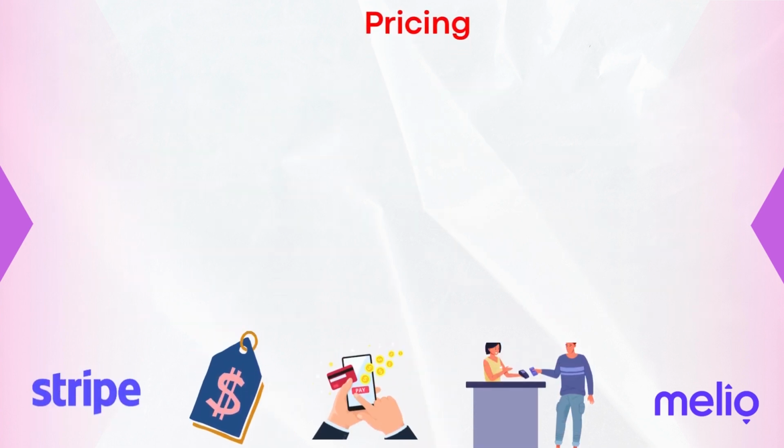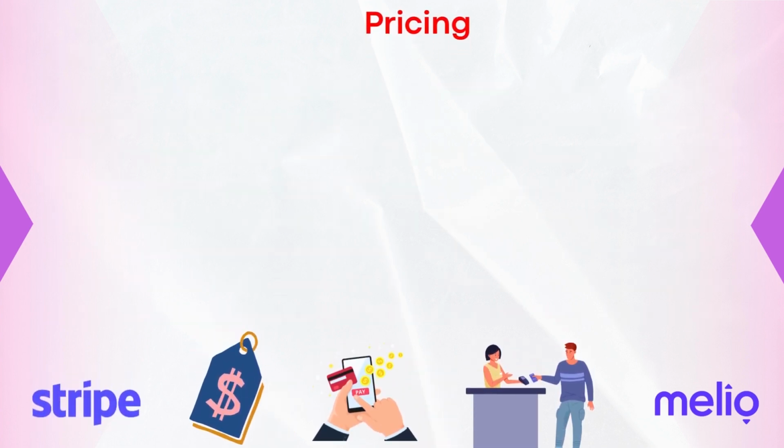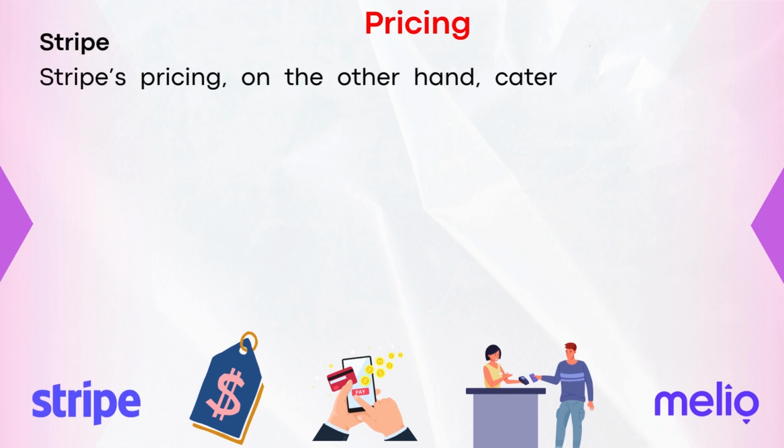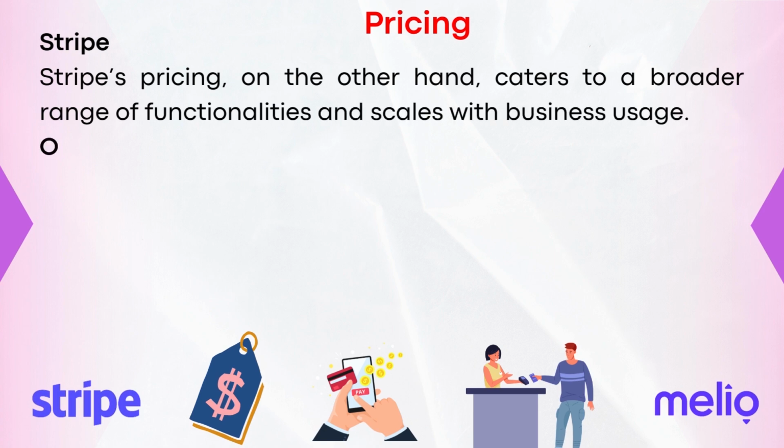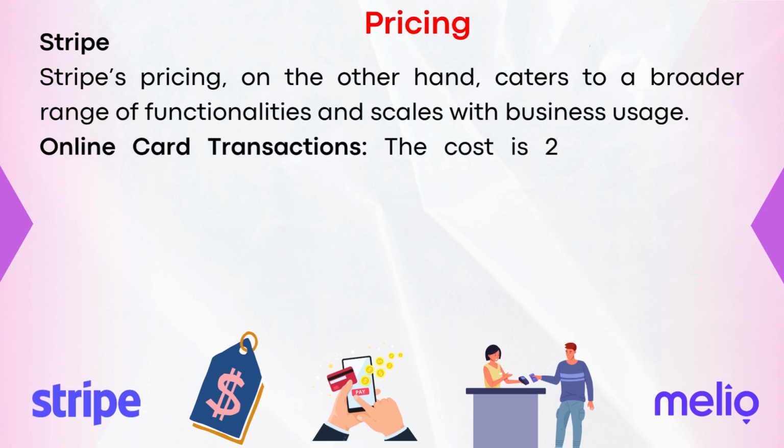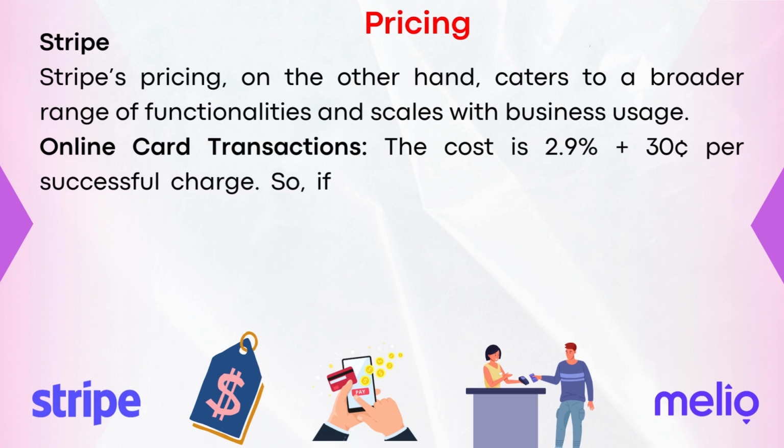Pricing structure of Stripe. Stripe's pricing, on the other hand, caters to a broader range of functionalities and scales with business usage. Online card transactions: the cost is 2.9% plus 30 cents per successful charge. So if you charge a customer $100, the total cost is $103.20.